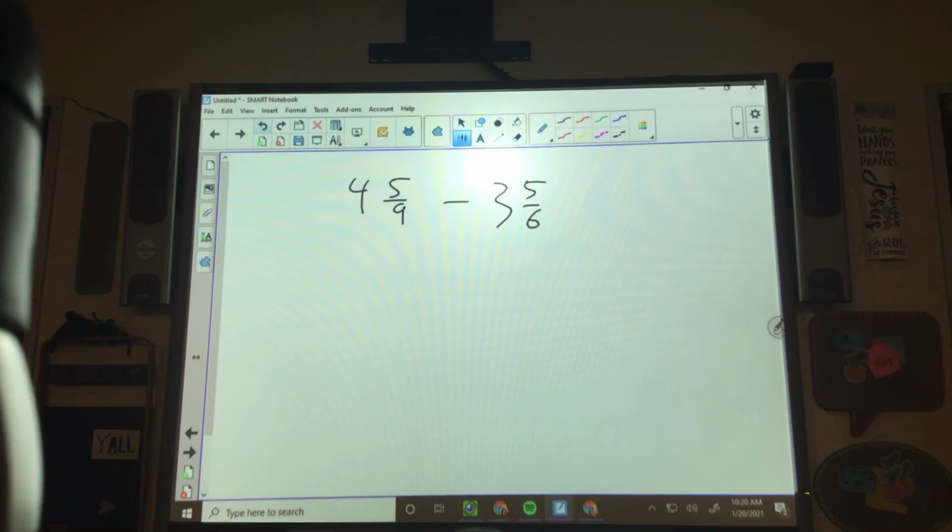9 times what is 18? 9 times 2. So here is 2 over 2, and here is 3 over 3. But yeah, good catch, it would have been 0 if you had 10 times that.